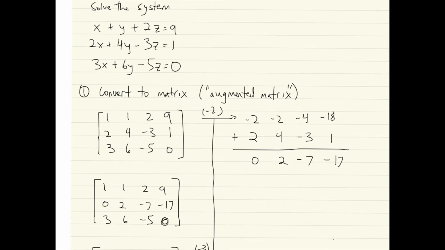So to turn this 2 into a 0, we replace this row by adding to it -2 times the first row. So -2 times the first row becomes -2, -2, -4, and then 9 times -2 is -18. I am adding that to the second row. So I've copied over the second row. Then I do the addition. -2 plus 2 is 0. That's the key point. And then I replace this row here as this new second row.